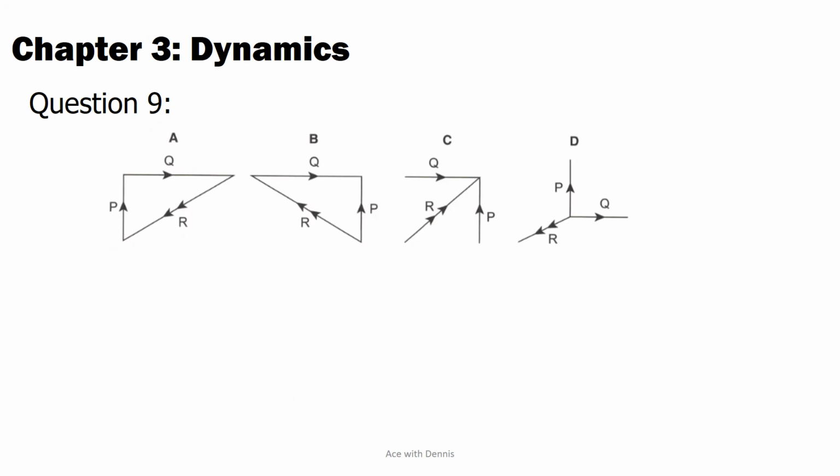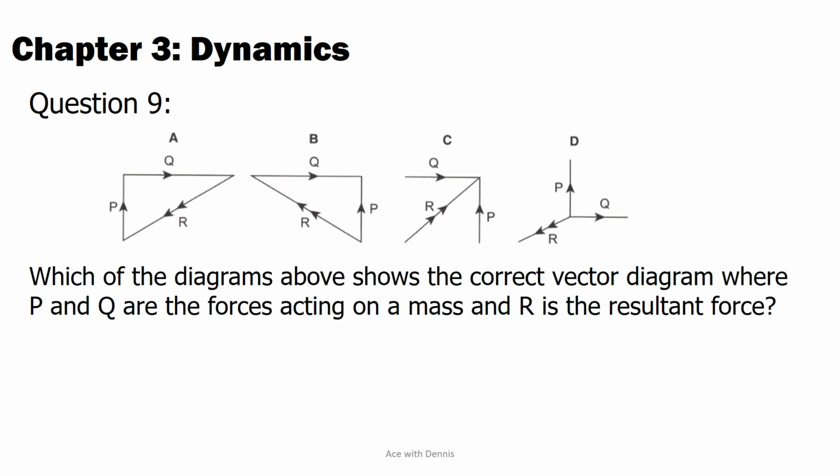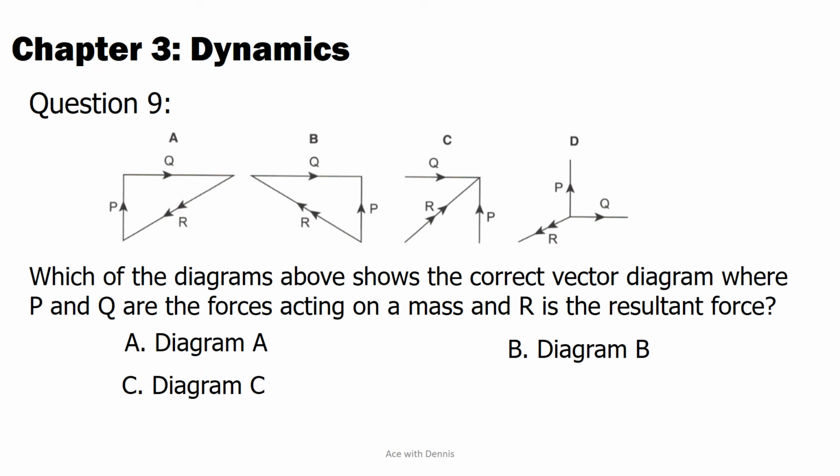Question 9. Which of the diagrams above shows the correct vector diagram, where P and Q are the forces acting on a mass, and R is the resultant force? A. Diagram A. B. Diagram B. C. Diagram C. D. Diagram D.